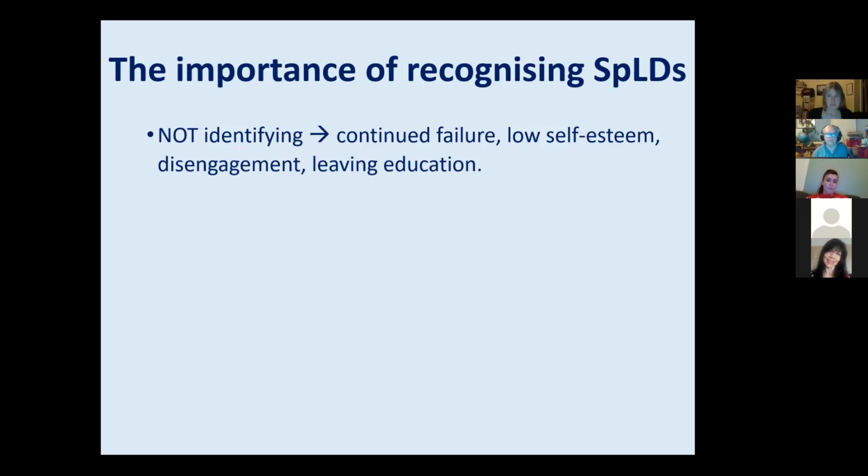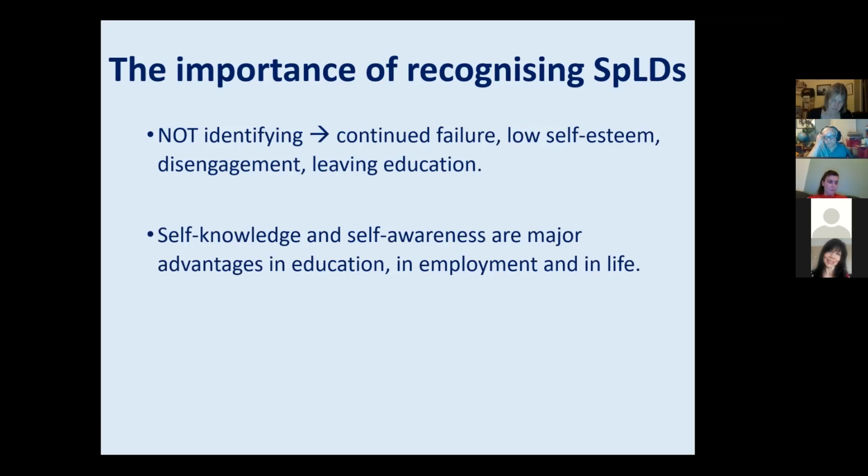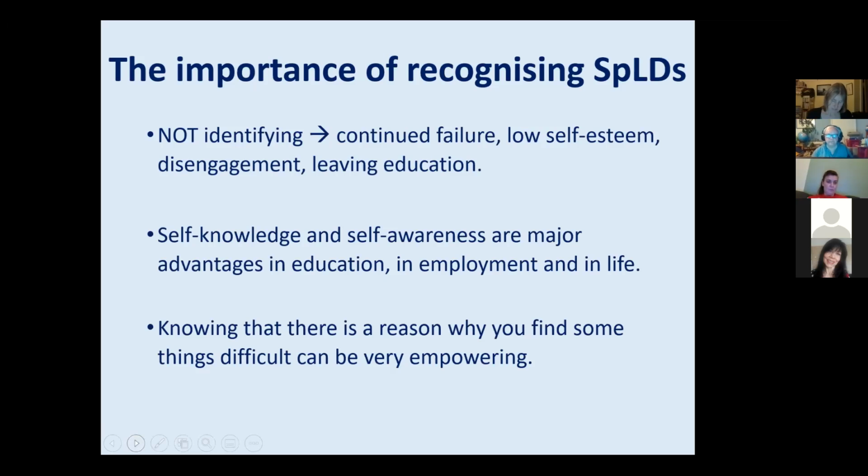They'll become disengaged. And many of them sadly will end up leaving education before they've really reached that potential that they have and before they have any useful qualifications to go on. So not identifying, I think, is a really bad choice. If it's a choice, it can lead to quite a lot of negative outcomes. So that's a bit of a negative reason why it's so important. But there are positive reasons too.